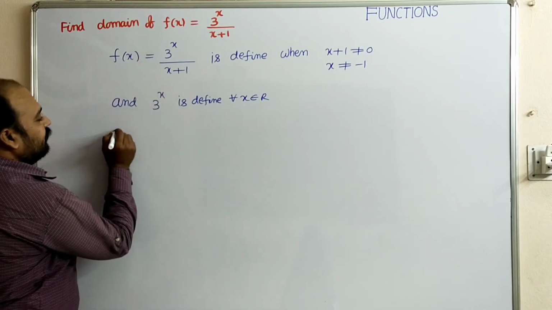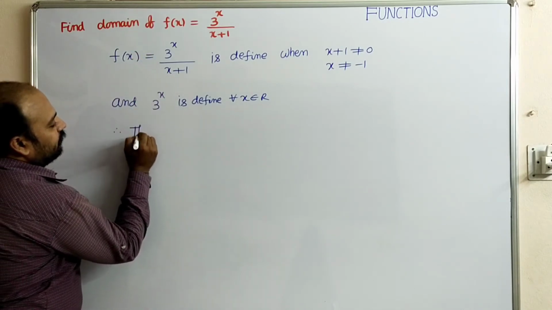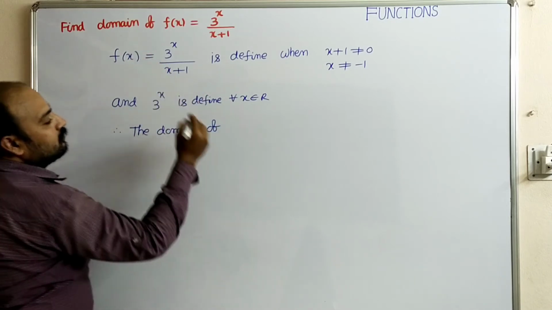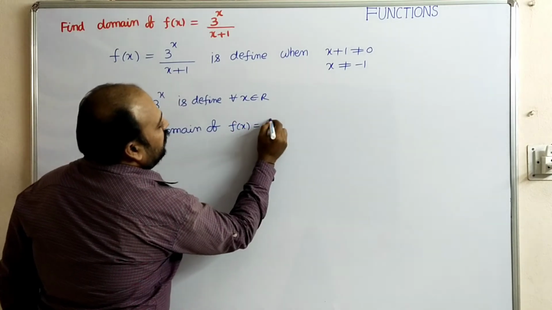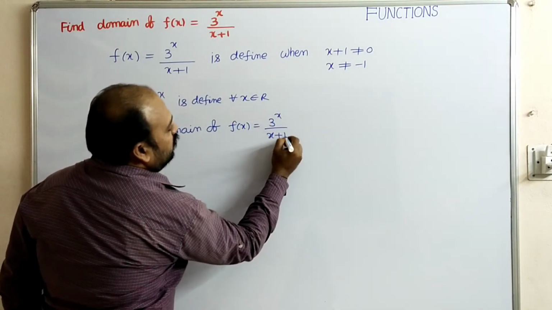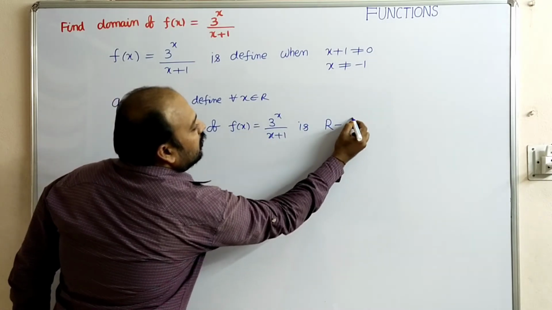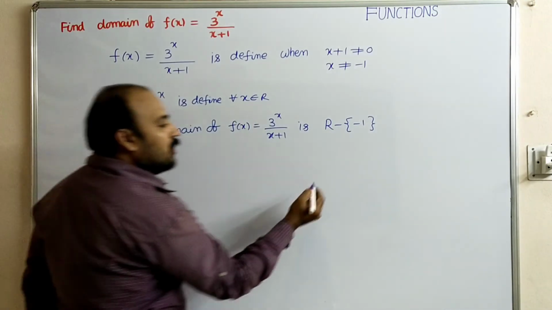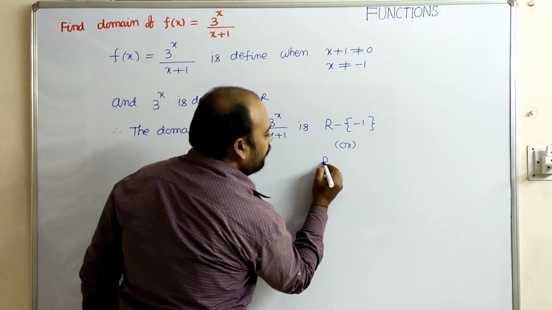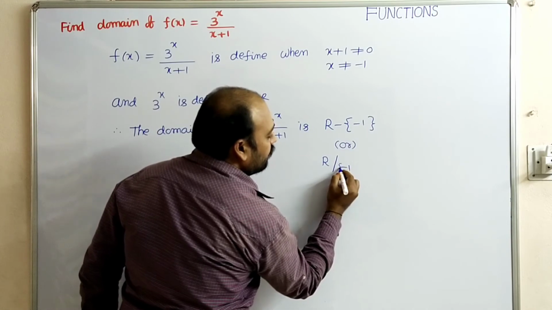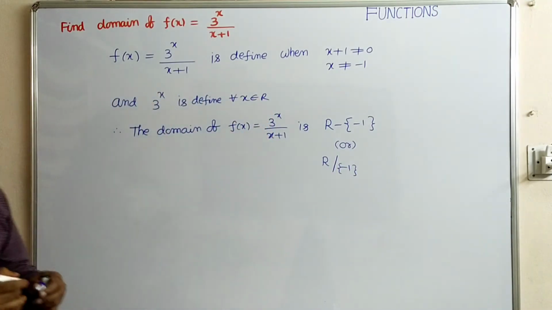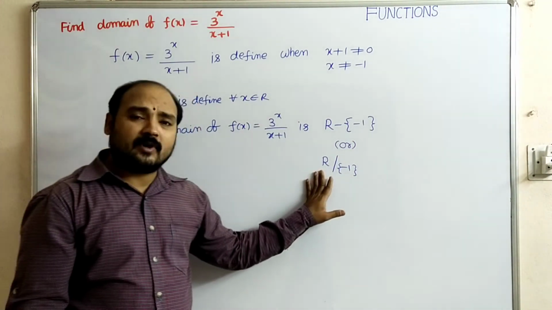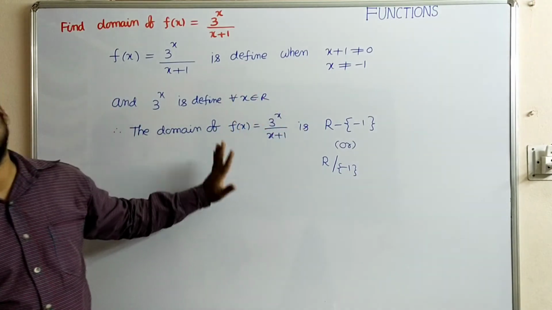Therefore the domain of f of x equal to 3 power x by x plus 1 is R minus {minus 1}. Except minus 1 it will be defined, or someone will represent it like this also. Both have the same meaning. That means in the real number system, except minus 1 it is going to be defined.